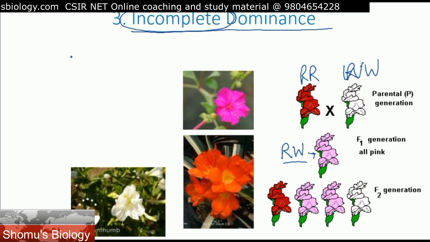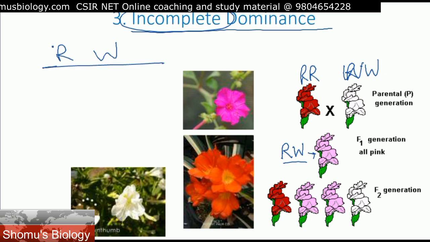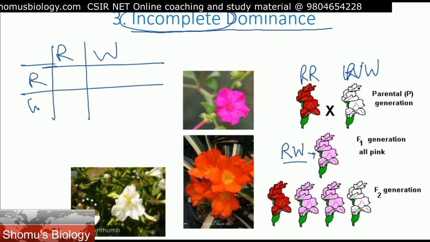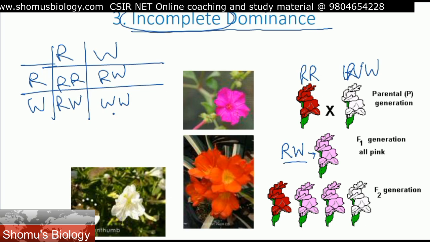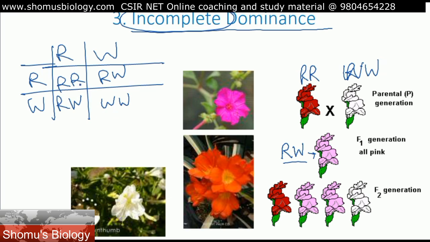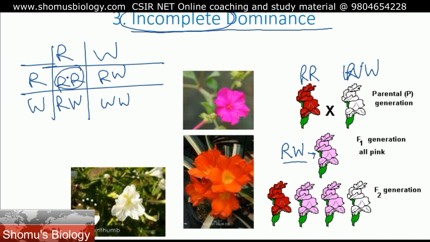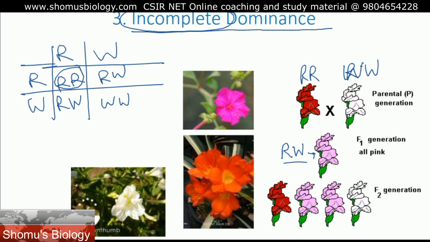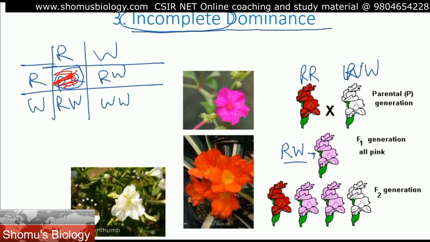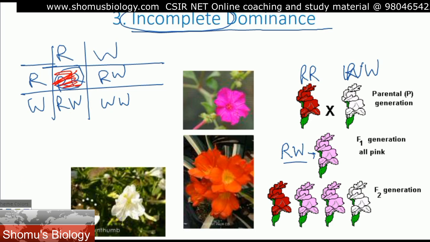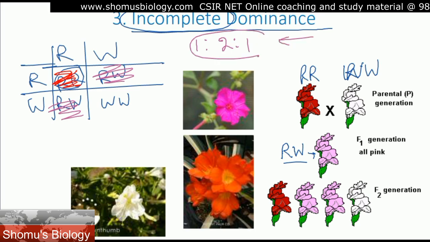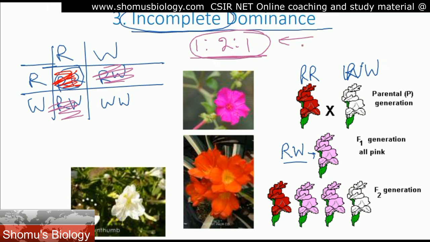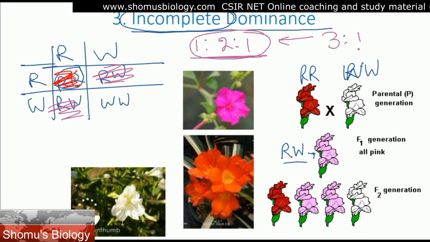Let me tell you the ratio again. Make a Punnett square with RW. So RR, RW, RW, WW. RR is red, WW is white, and RW are pink. So again, the phenotype ratio is now 1:2:1. But according to Mendel, it should be 3:1.